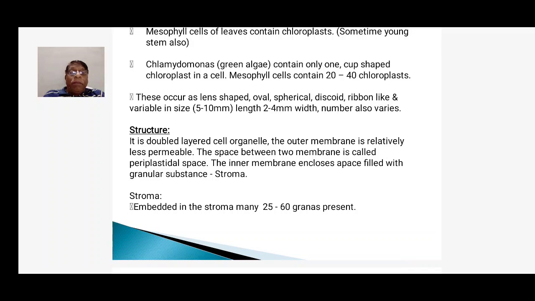The outer membrane and the inner membrane. The outer membrane is relatively less permeable. Relatively less permeable means it is permeable. The space between the two membranes is called periplastidal space, or sometimes we call outer space. The inner membrane encloses inner space.